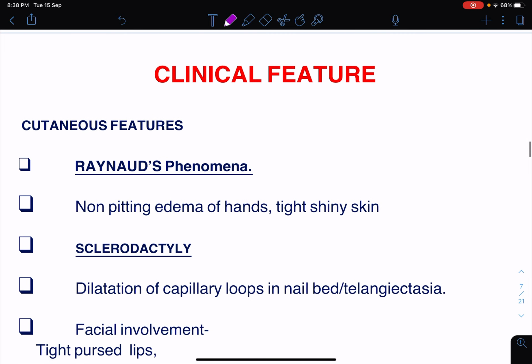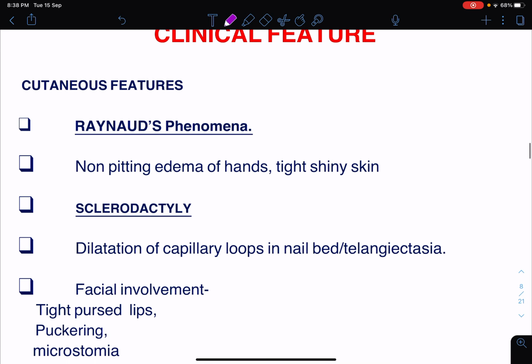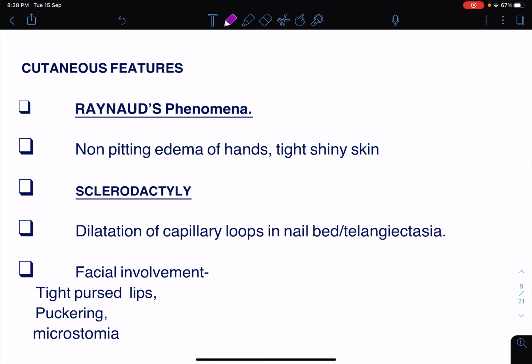Now, if we talk about the clinical features, the cutaneous features are Raynaud's phenomenon, which we have already discussed, non-pitting edema of the hands and tight shiny skin. So when you are asked about the causes of non-pitting edema, you can mention scleroderma also.